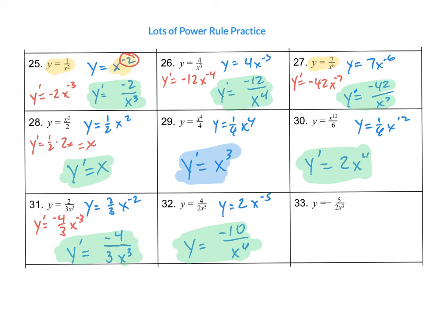Okay, finally, number 33, we will rewrite it as negative 5 over 2. That's the coefficient. And then the power of x is x to the negative 3, because it started out in the denominator. When I multiply these, let me do an intermediate step in red here. Y prime is going to be positive 15 over 2, and then I'll have x to the negative 4. And I'm going to move that x to the negative 4 down with the 2. So in my final form, I'll have y prime equals 15 over 2x to the 4th.